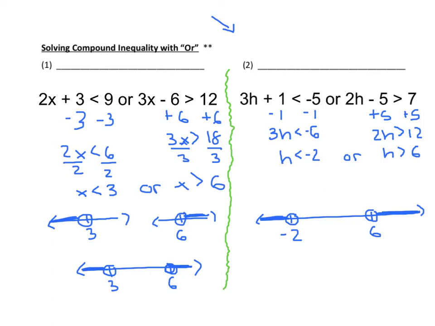When I graph my compound inequality, because this is a union, I graph the solution set for both inequalities without having to worry about an intersection or overlap.